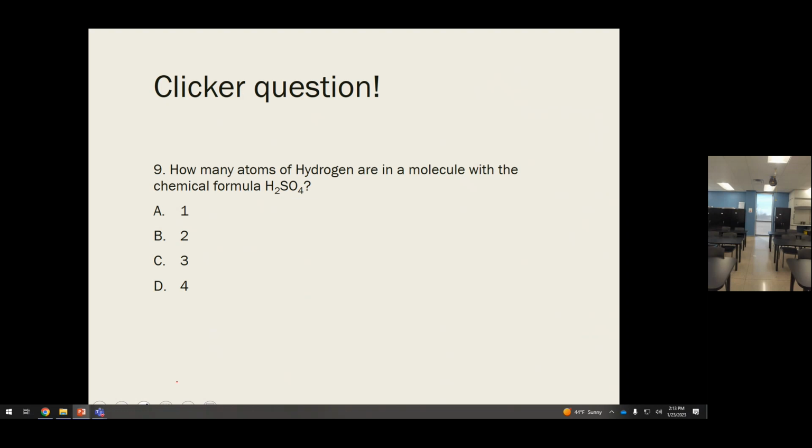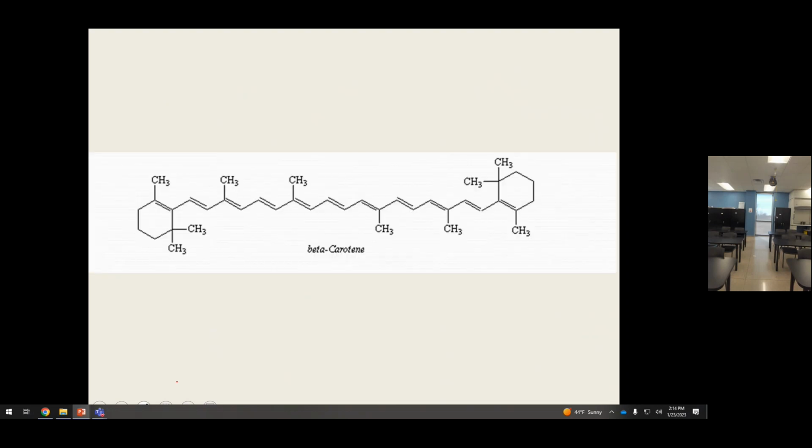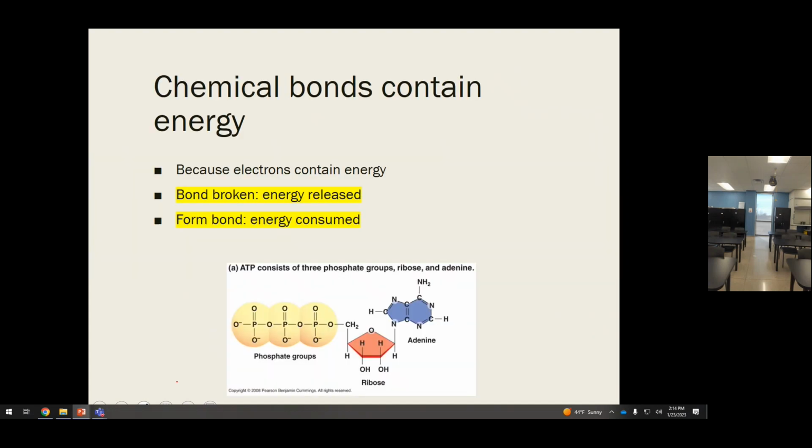And here is clicker question number 9. The correct answer here is B. This is beta carotene. I just thought it was pretty. You can buy this in capsules in the grocery store. It helps your eyes and stuff. It's just a really pretty molecule.